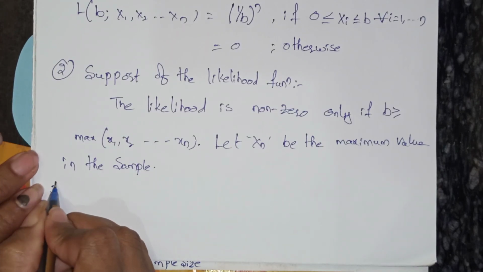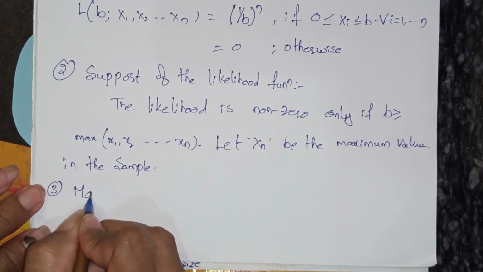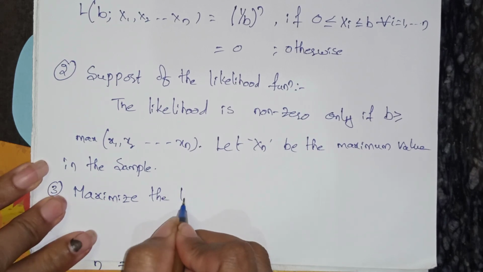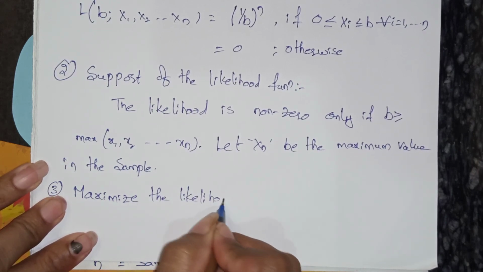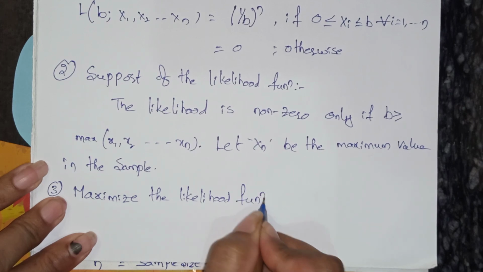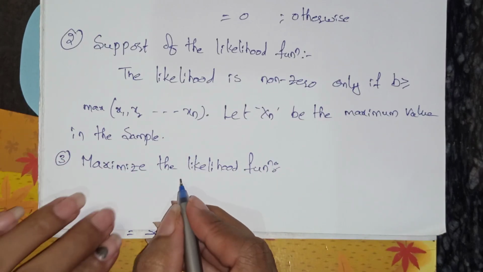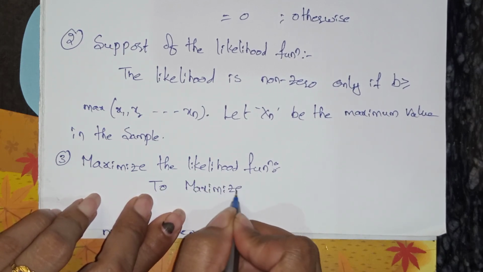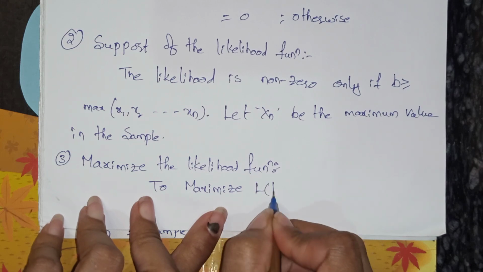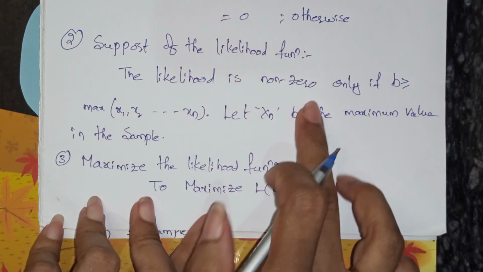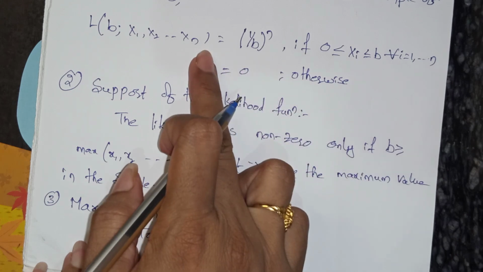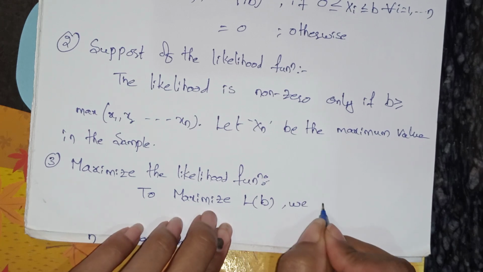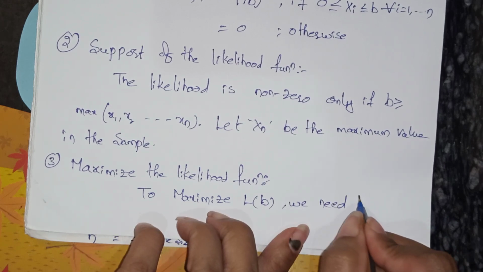Next, the third step is to maximize the likelihood function. To maximize L of b, that means this function only we have to maximize. So to maximize L of b, we need to choose the maximum value.